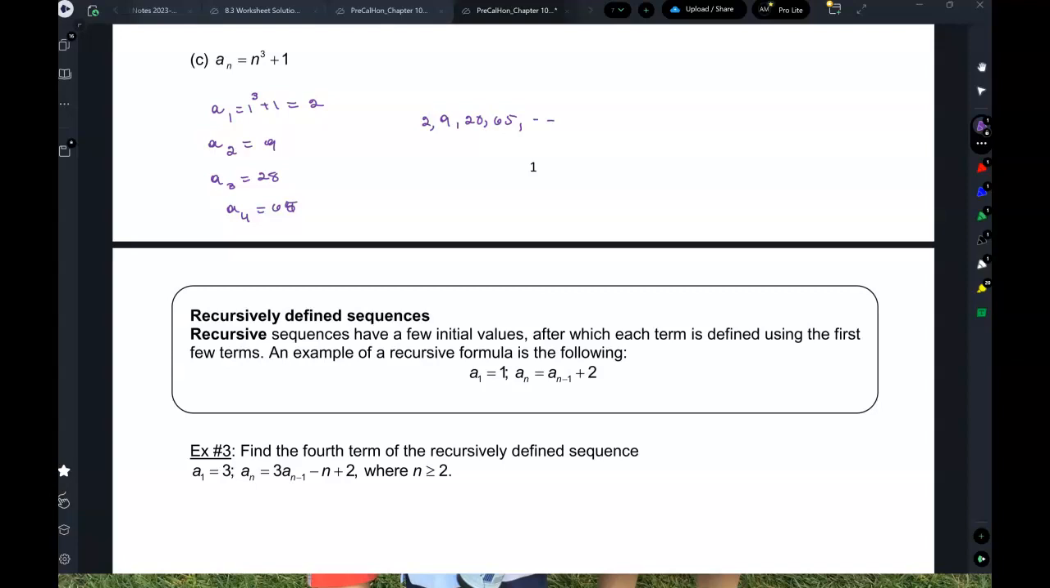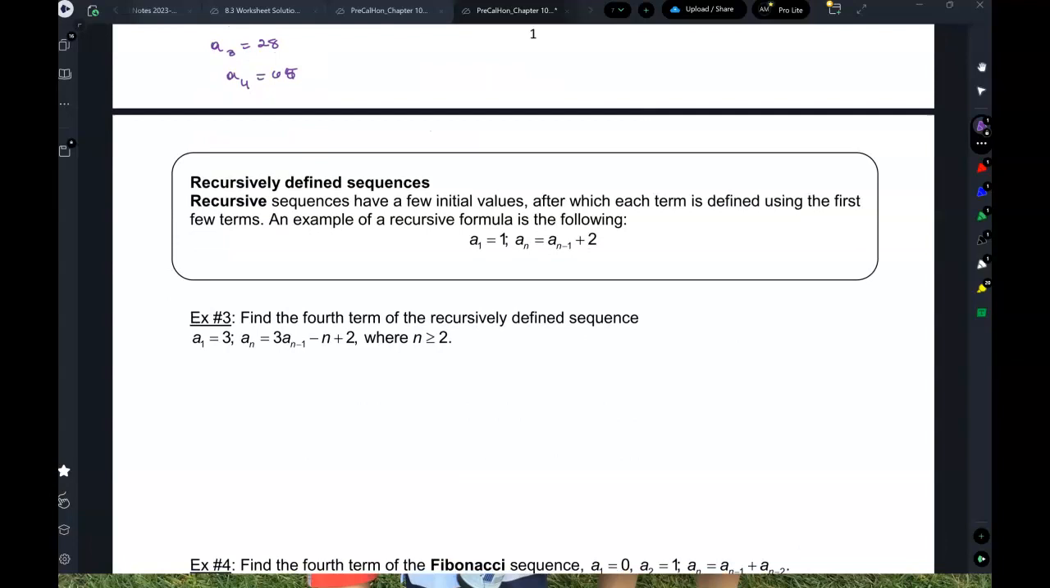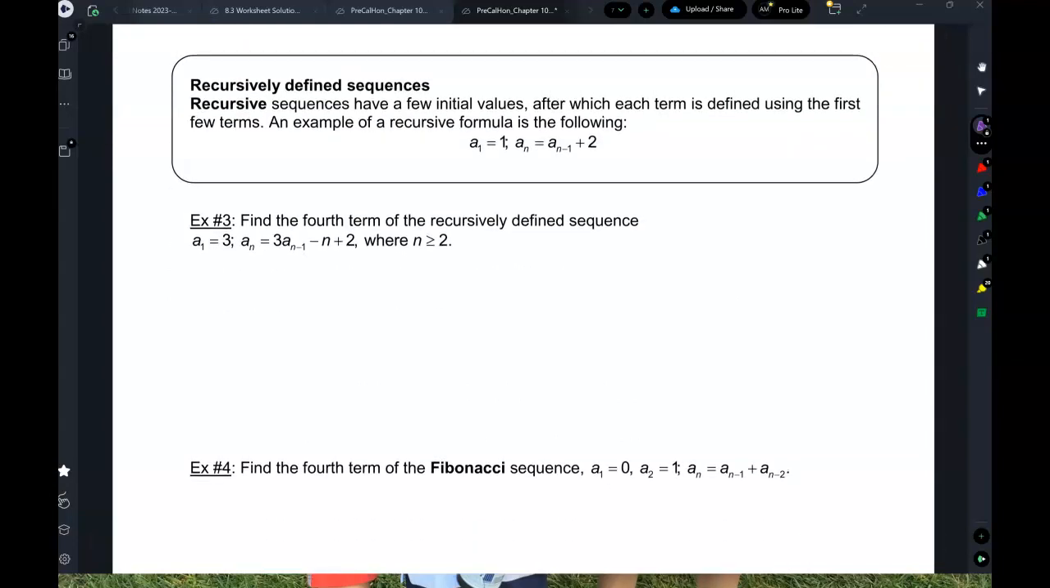Okay. All right. So, what about a recursively defined sequence? With the explicit formula, like I said, you could jump to the 254th term. So you can hop to any term that you want. With a recursive function, these recursive sequences give you a few initial values, and then you have a recipe for finding the very next one. So the next one after that, and the next one after that, and the next one after that.